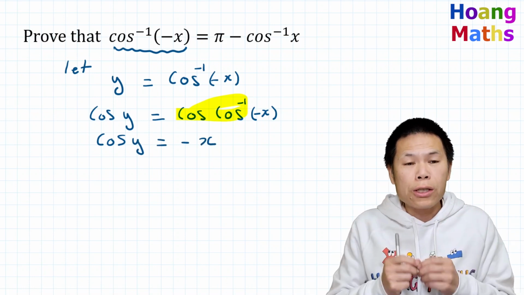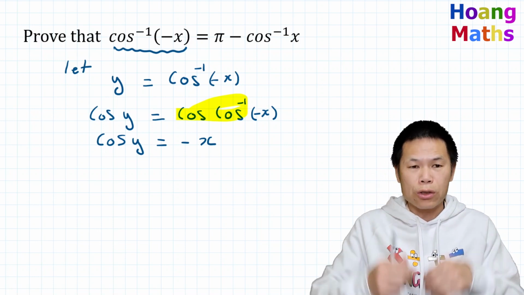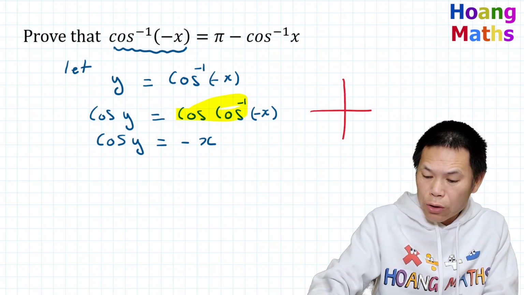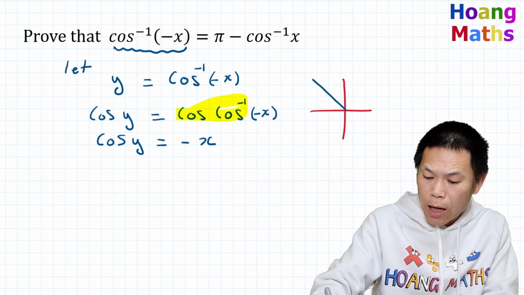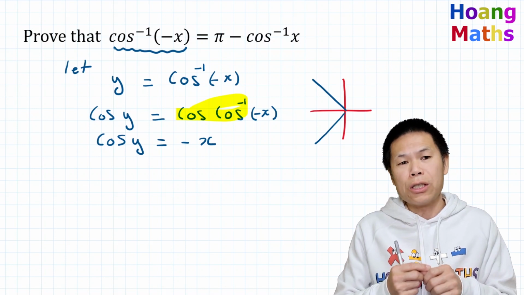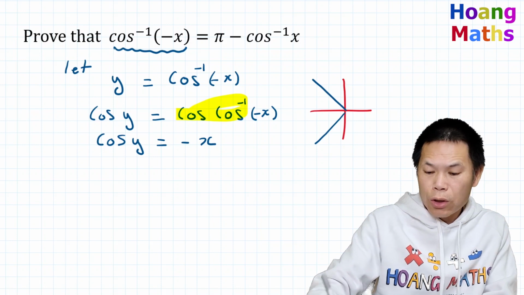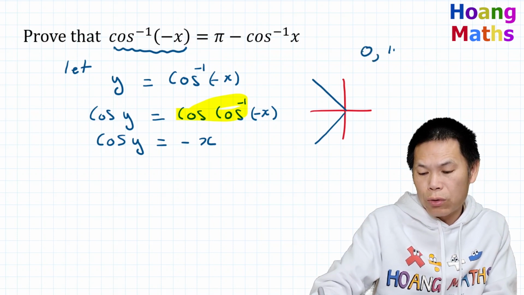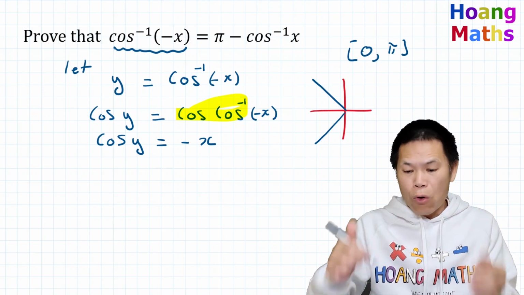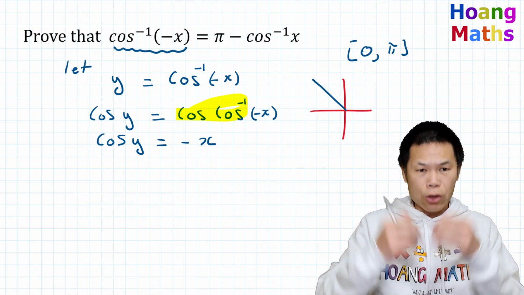And we know that cos is negative, so it should be in the second and third quadrant. Let me just write this out. Because cos is negative, it should be in the second and third quadrant. But then the range for an inverse cos function is 0 to pi. So let me write this down: the range is from 0 to pi. That is the range for an inverse cos function. So therefore, from 0 to pi, it must be in the second quadrant. Okay, so keep that in mind.